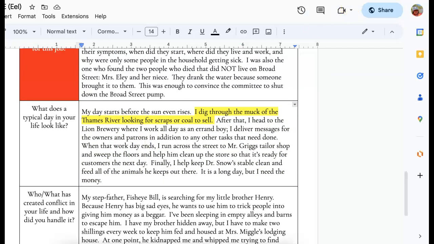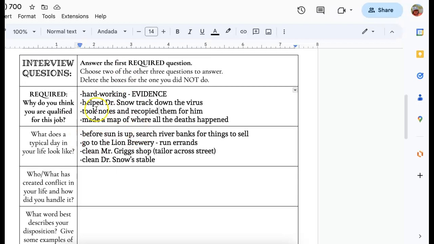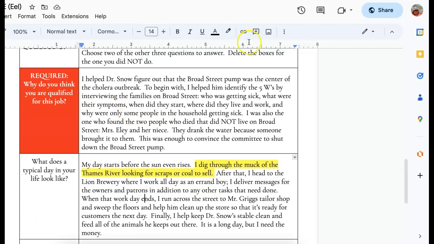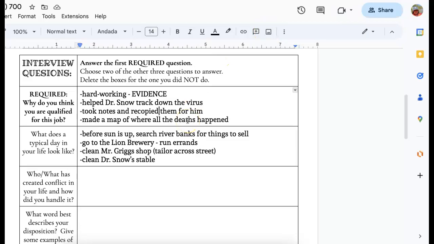So if you need some ideas on what you're doing today, it should kind of look like this. And then we will work on, over the course of the next couple weeks after Thanksgiving, putting it into paragraph form. So don't worry about this yet. Just worry about getting your ideas down.